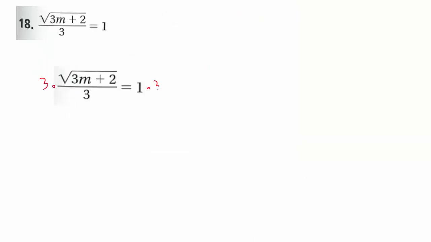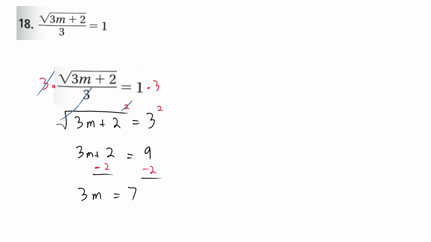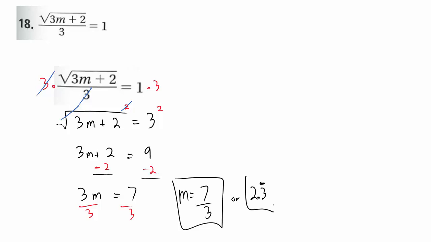For number 18, the goal is to solve for the variable. So just do whatever you got to do to get stuff away from that variable. I multiply by 3 on both sides. I square both sides. And then I subtract 2 on both sides. And I divide by 3 on both sides. So I get m equals 7/3. Or you can say m is equal to 2.3 repeating if you put in your calculator, or 2 1/3. What form you put the answer in doesn't matter.